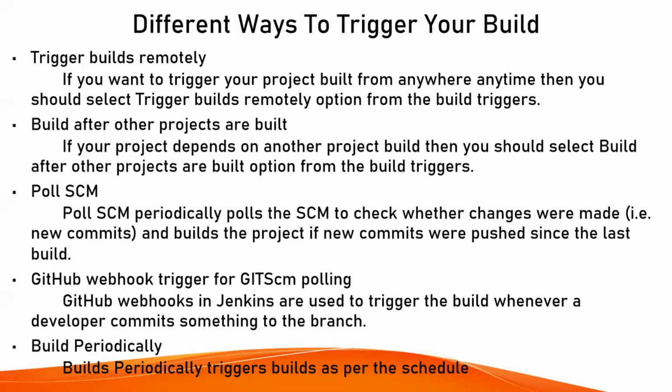The GitHub webhooks in Jenkins are used to trigger the build whenever a developer commits something to the branch. Don't worry, I'm going to show you the demonstration of this, and that's what our video today is about.